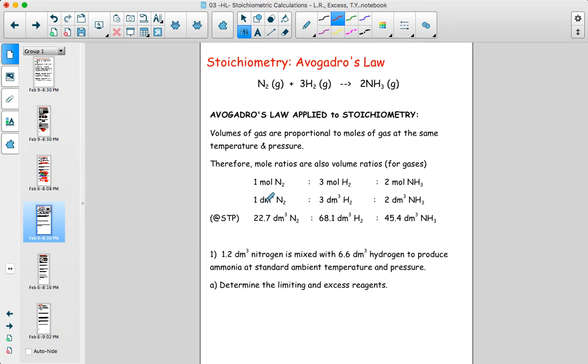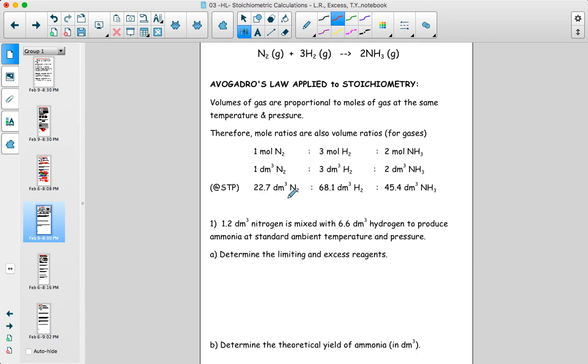That also implies that that's how the reactants would also compare in terms of their volume, because 1 mole takes up 1/3 of the volume as 3 moles, and it takes up half the volume as 2 moles. So what I'm saying is that the mole ratio is also a volume ratio. 1 dm cubed of nitrogen will react with 3 dm cubed of hydrogen to make 2 dm cubed of ammonia. So you can also apply it to any volume, just like we could apply it to any mole amount.